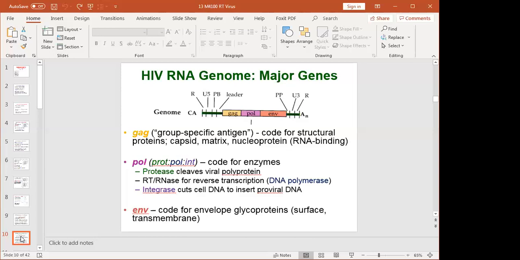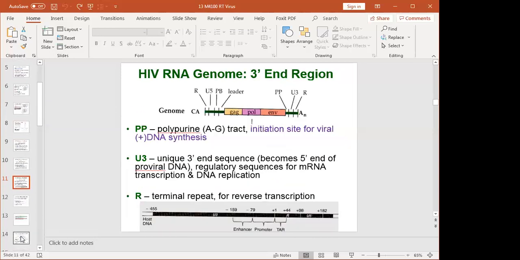And ENV codes for envelope glycoproteins. These are proteins on the surface of the virus that have had a sugar moiety added to them, so glycoproteins. They are either on the surface or they span through the membrane. So part of it is outside and part of it goes through the membrane, so-called transmembrane glycoproteins. Moving to slide number 11.